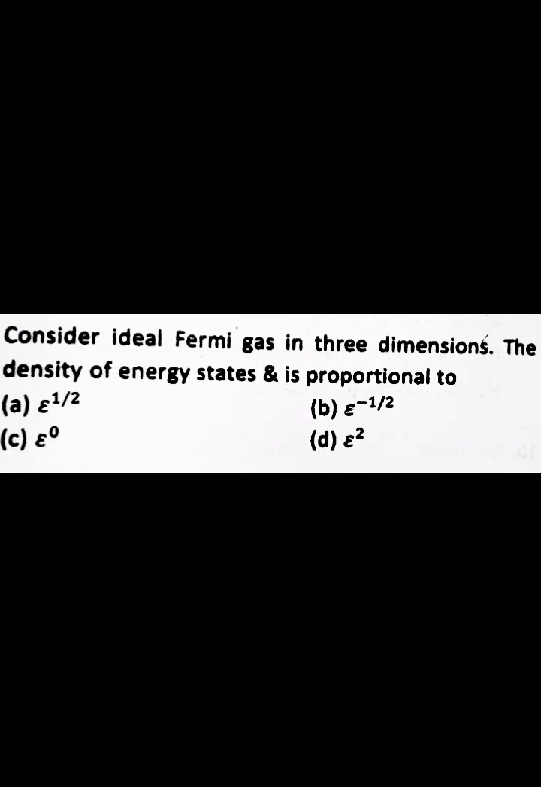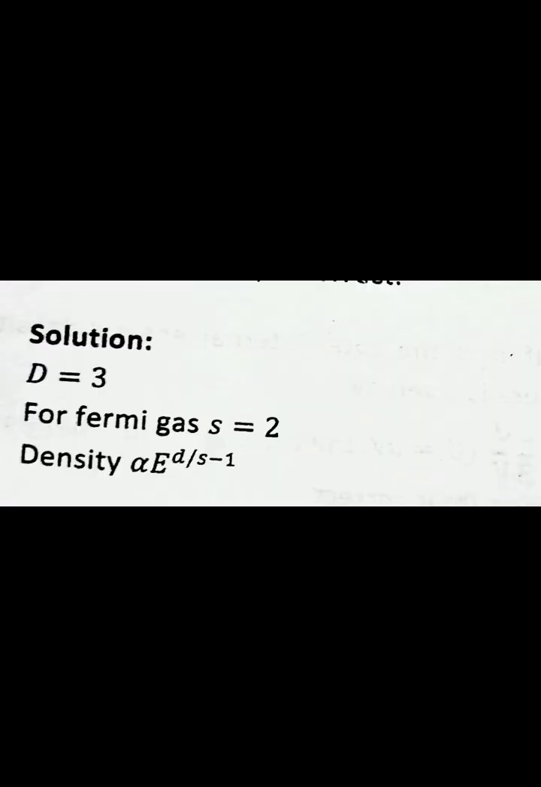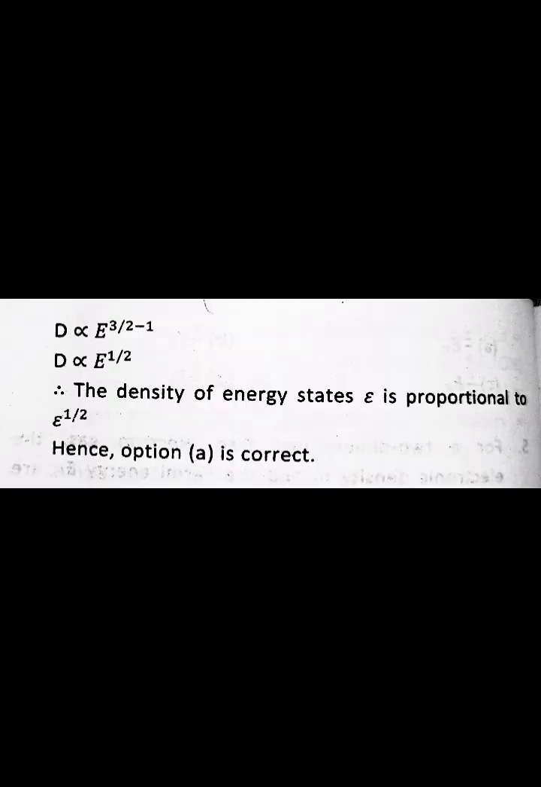The next question is, consider an ideal Fermi gas in 3 dimensions. The density of energy states is proportional to dash. Here dimension D is equal to 3, and for a Fermi gas S is equal to 2. So the density is proportional to E raised to D by S minus 1. That is, D is proportional to E raised to 3 by 2 minus 1, that is, D is proportional to E raised to 1 by 2. So the answer is option A.